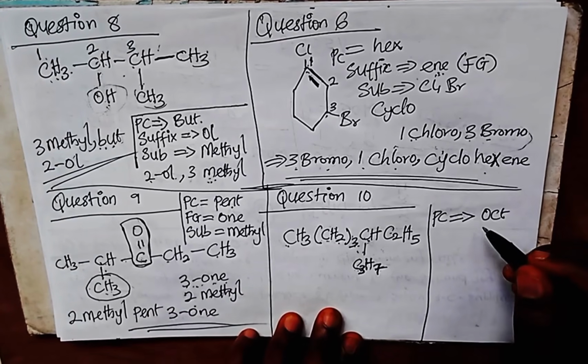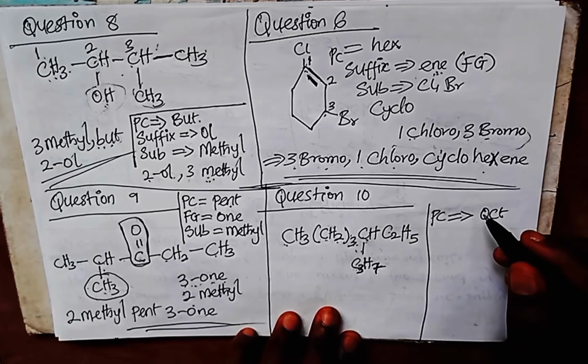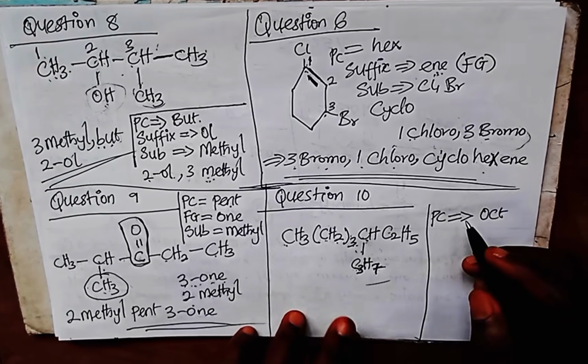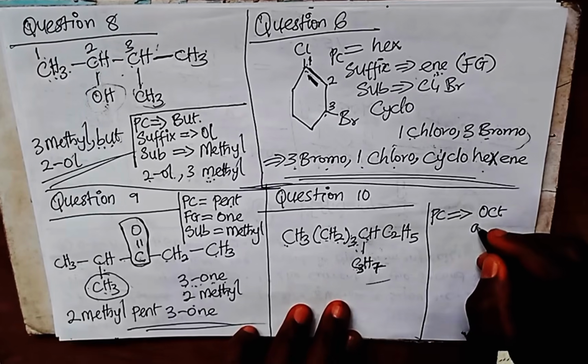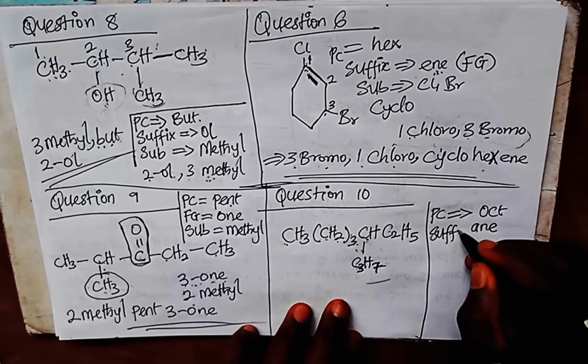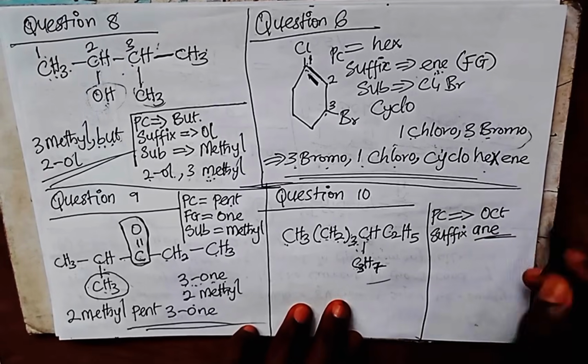What next are we doing? We identify if we have any functional group. Do we have any functional group here? No, we don't have a functional group. But rather, we have an alkane, so the ane will be the suffix.